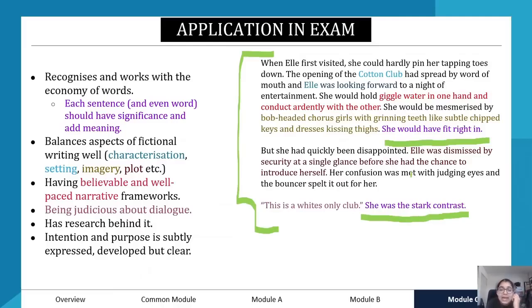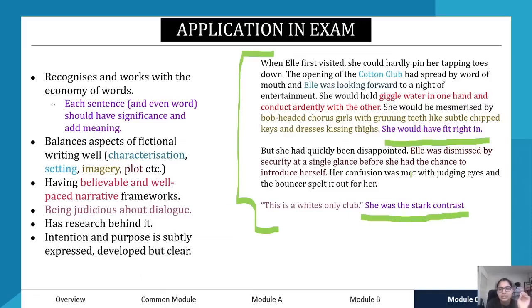It also balances aspects of fictional writing. So we see the characterizations that Elle was looking forward to a night of entertainment. So we can see Elle is someone who is young, excited to go out, have a fun night. And so that's characterization. Setting, we're told it's Cotton Club. We don't know exactly what it looks like, but we know it's a club, it's new, and it's exciting, right? It's a believable and well-paced narrative.